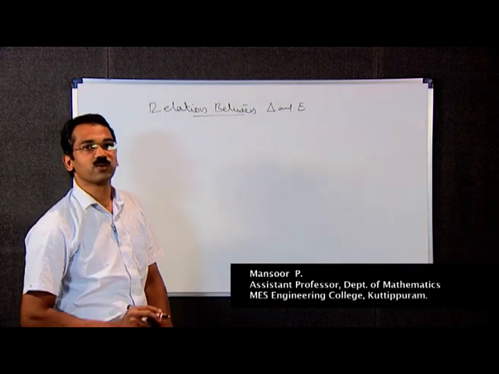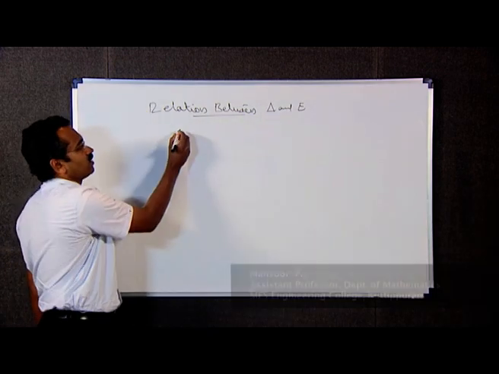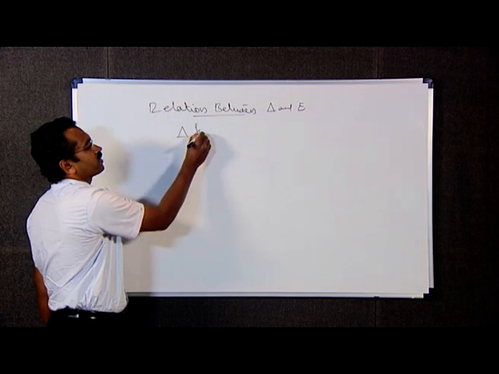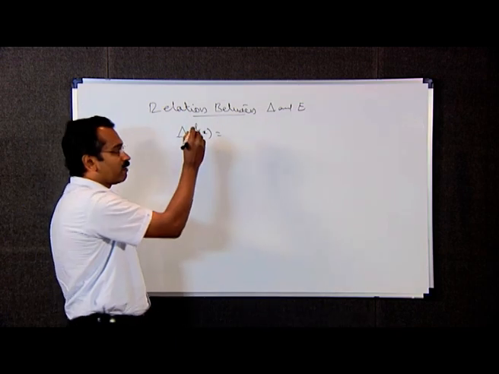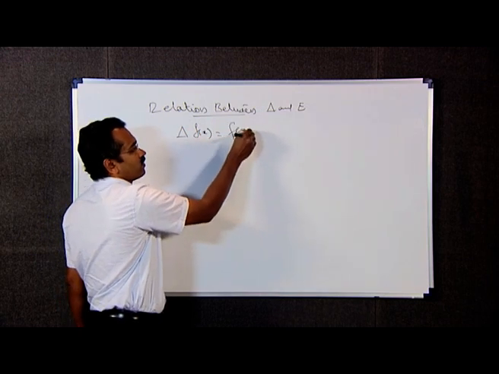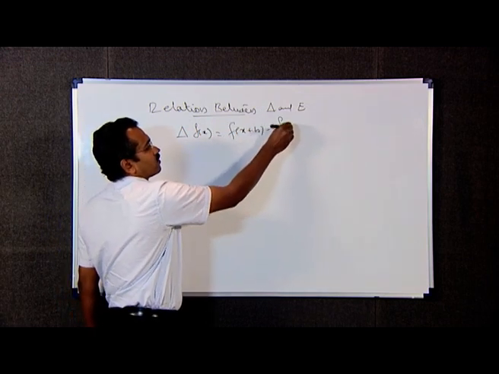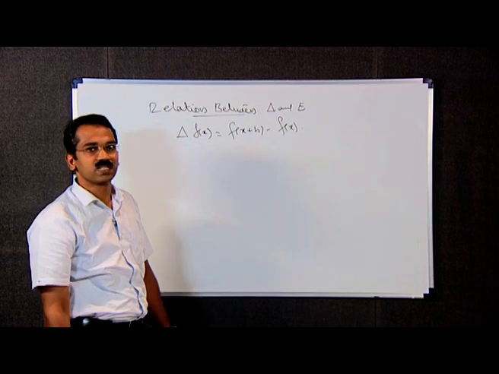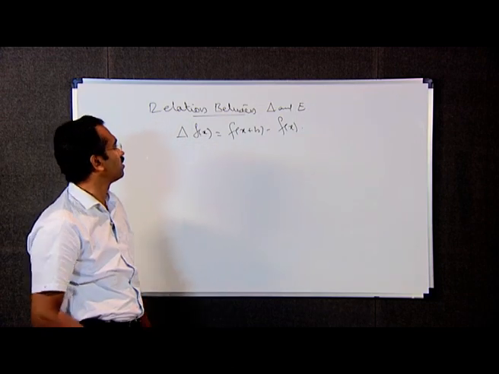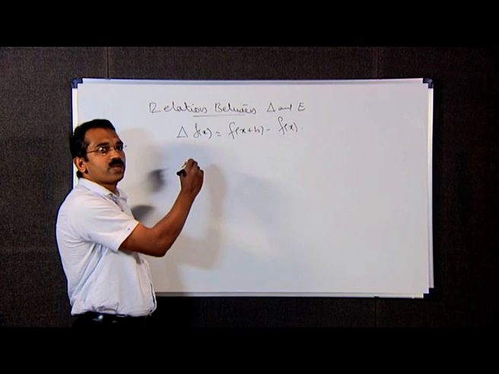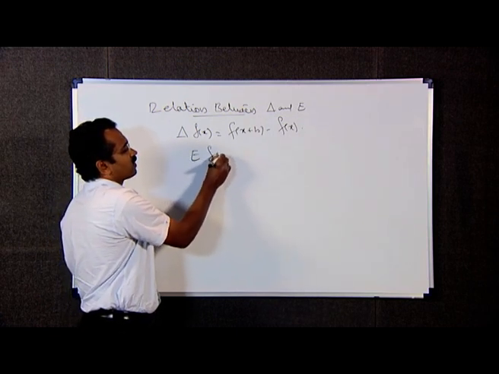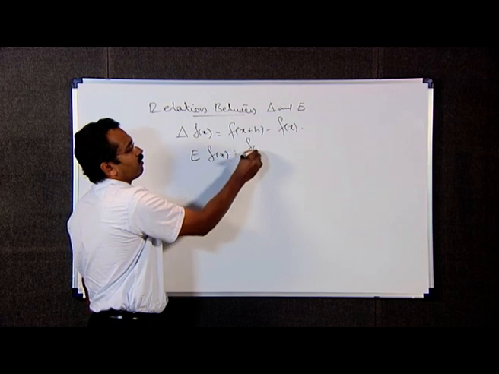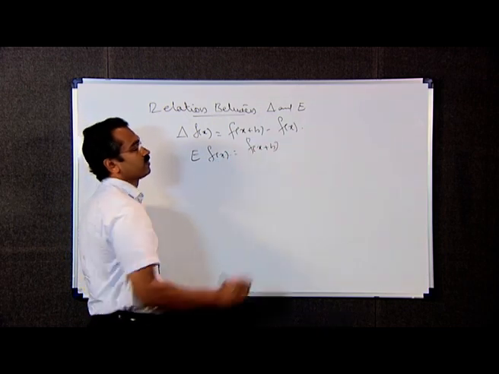The forward difference operator is defined as delta f of x is equal to f of x plus h minus f of x, where h is the interval of differencing. The shift operator is defined as E of f of x is equal to f of x plus h.